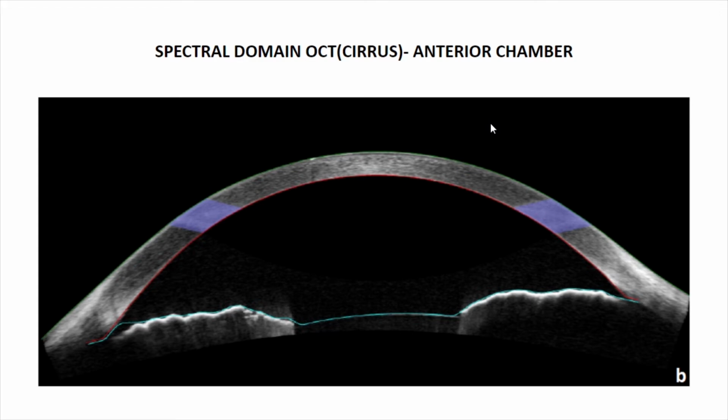Again, you can see the quality of the image at the angle gets attenuated because of light absorption. Okay, this is a 14 to 15 millimeter scan, but the angle structures are not fully visible, but you can more or less make out it's an open angle.